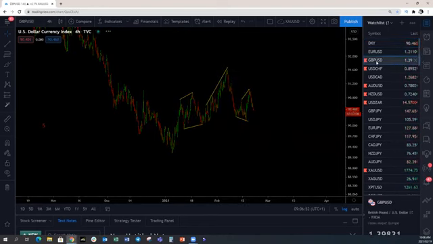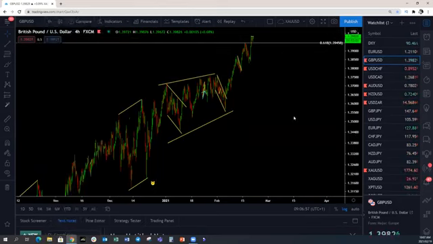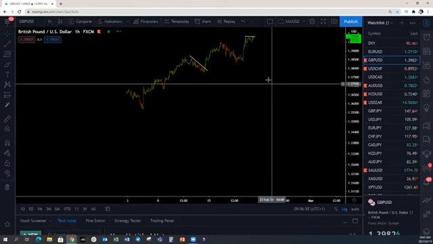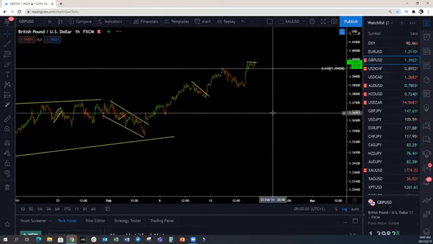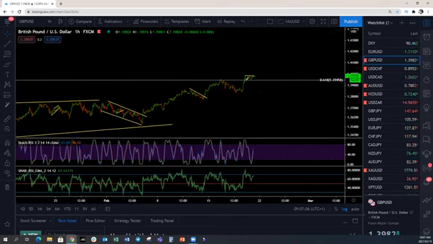Pound US dollar resumes strength. That's another entry on the 1 hour. We're continuing to the upside. Remember, we're looking for 1.45 on this one. Yes, another confirmation. Look at the stochastic and the RSI. RSI well above 50. We're making another corrective structure. Looks like we're about to break up here. The target is still 1.45 on pound US dollar.